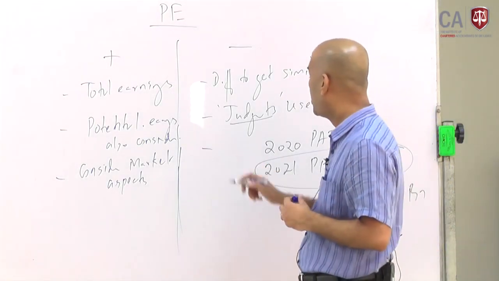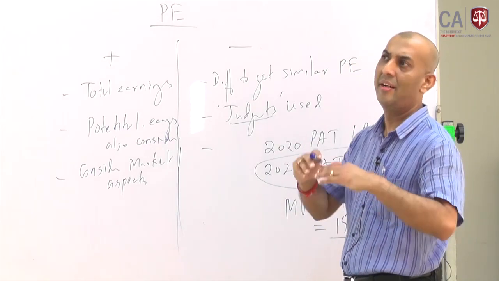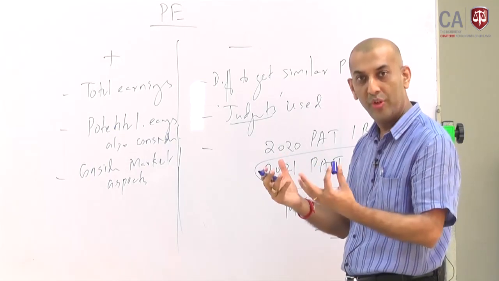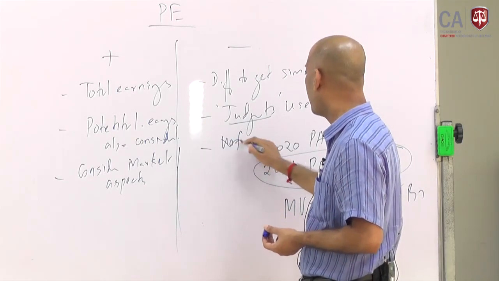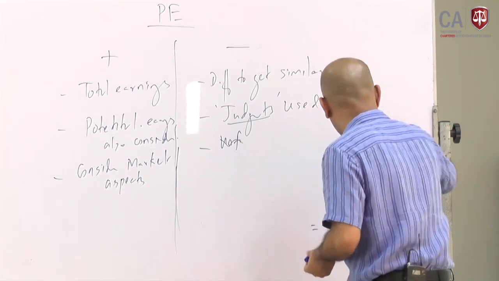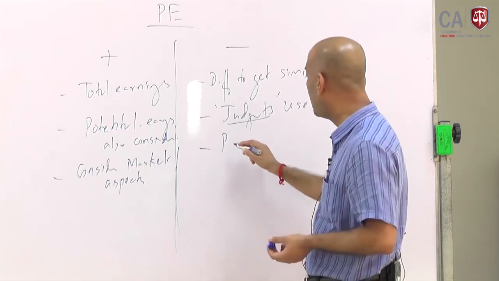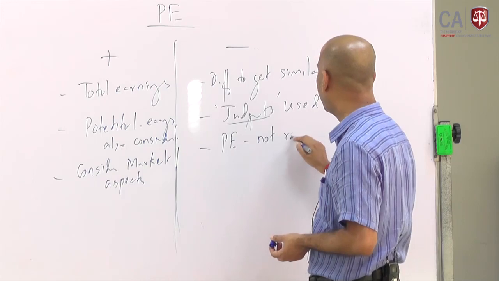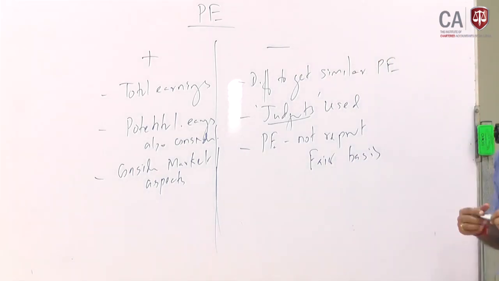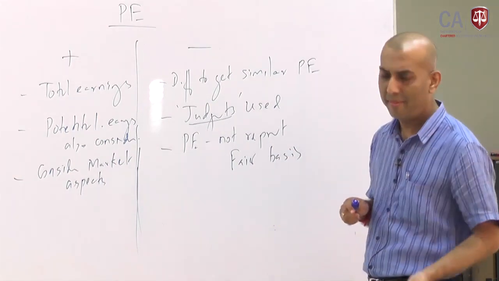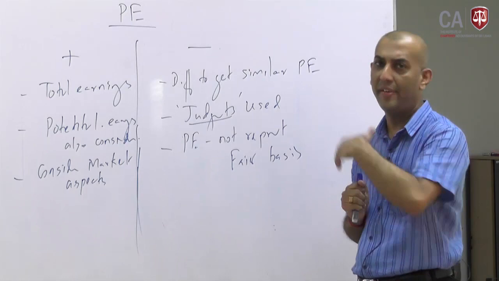Third, you will realize that sometimes the PE reflected in the market may not represent the fair value. You will see that at certain times the PE ratio could be very low, so you cannot use that PE ratio to value the company. That is not representing a fair value, so you may ignore the PE ratio and value the company on different methods.